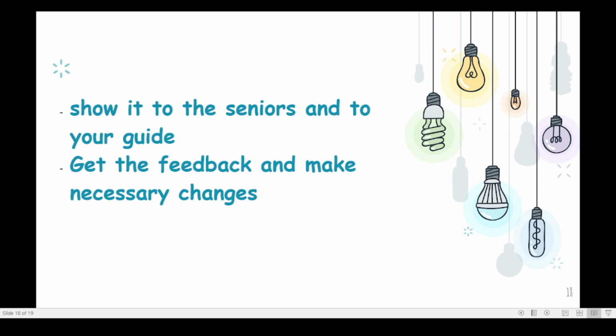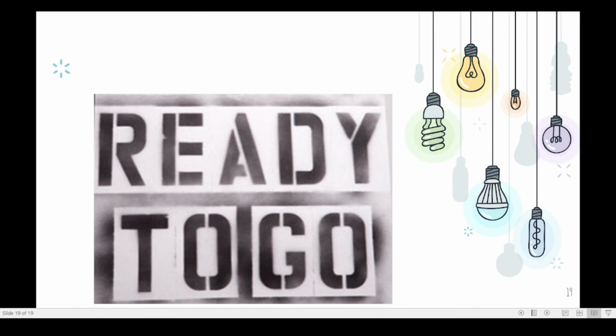Okay, now get the feedback and make necessary changes. Wait for some time to get the real feedback. The time lapse can be 10 days, 15 days, a month, 2 months, or 3 months or so. Collect real feedback and make the required changes. Okay, now when you have done all these things, you are ready with your literature review part.